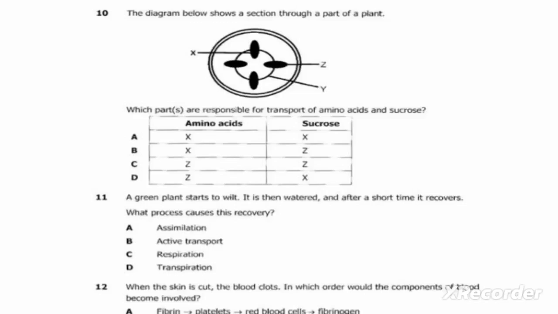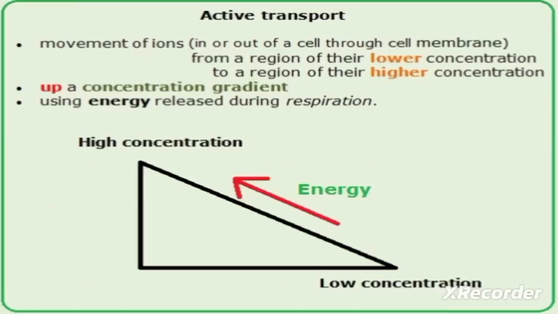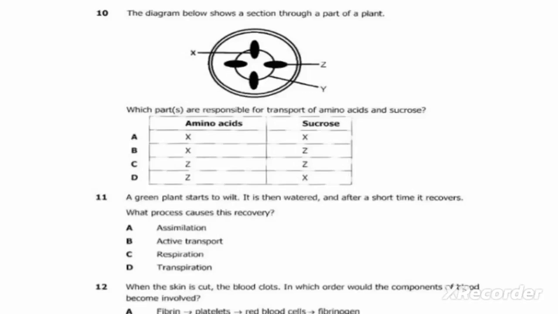So the process that makes plants suck water from the roots up to the leaves is transpiration. Transpiration creates a transpiration pull. So the water is not being transported by active transport. The ones that are transported by active transport are mineral salts.